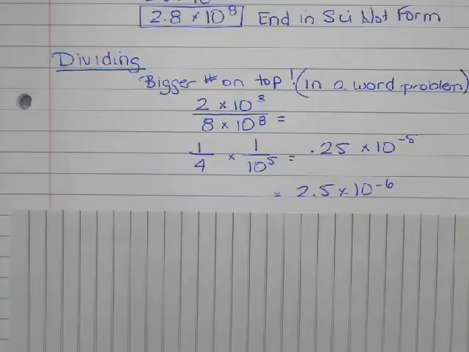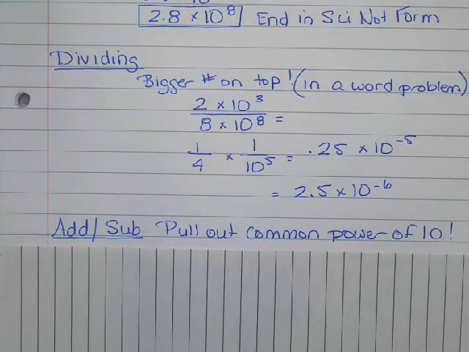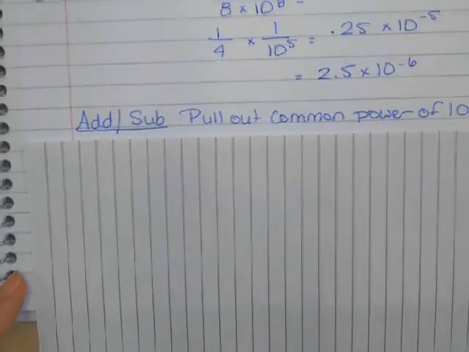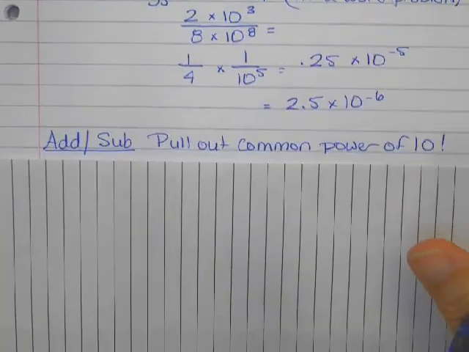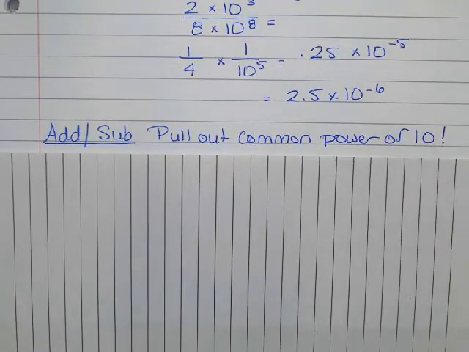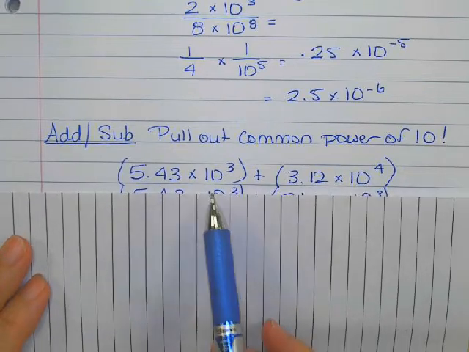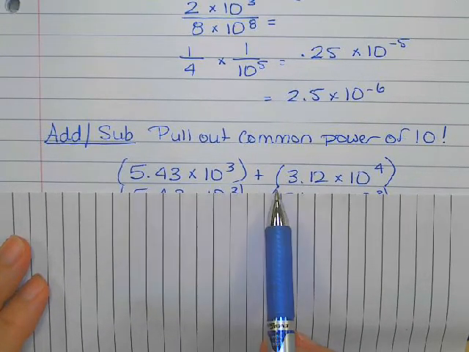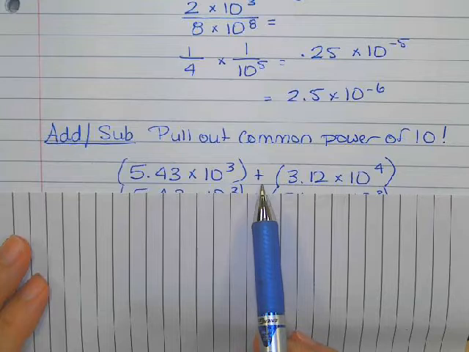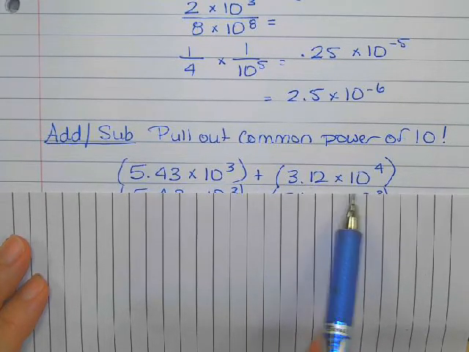Let's move on down. Let's take a quick look at add, subtract. Reminder, when we add and subtract in scientific notation, that's where we pull out that common power of 10. Flashback to last November, and we started talking about distributive property, and we factored out that common power of 10. That's how we started with distributive, with scientific notation. That was kind of a tough lesson. Here we go. So let's start with this. 5.43 times 10 to the third. I'm going to add to that. Notice what's between here now is a plus sign. Could be a minus sign. Doesn't matter. Same process. 3.12 times 10 to the fourth.